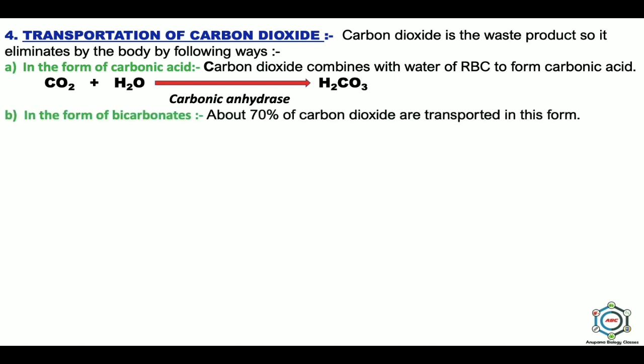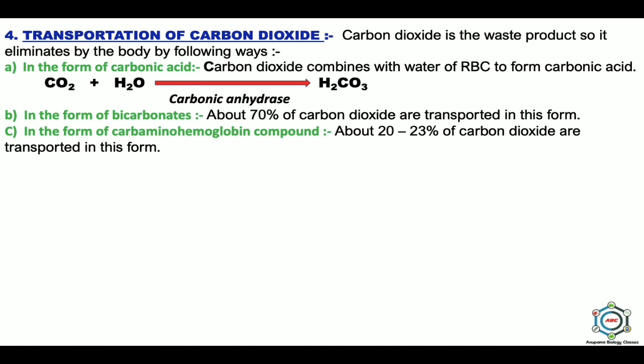Now in the form of bicarbonates, movement of carbon dioxide occurs. About 70% of the carbon dioxide is transported in this form. Carbonic acid quickly ionizes to form ions, that is bicarbonate and hydrogen ions. Bicarbonate ions are pumped through the RBC membrane into plasma, and bicarbonates combine with either sodium or potassium of plasma to form sodium bicarbonate or potassium bicarbonate respectively. These bicarbonates are carried through plasma to lungs, where they combine with hydrogen ions and form water and carbon dioxide. The carbon dioxide is expelled out during expiration.